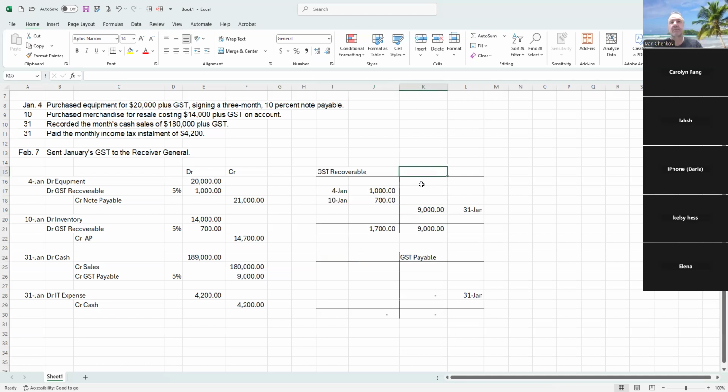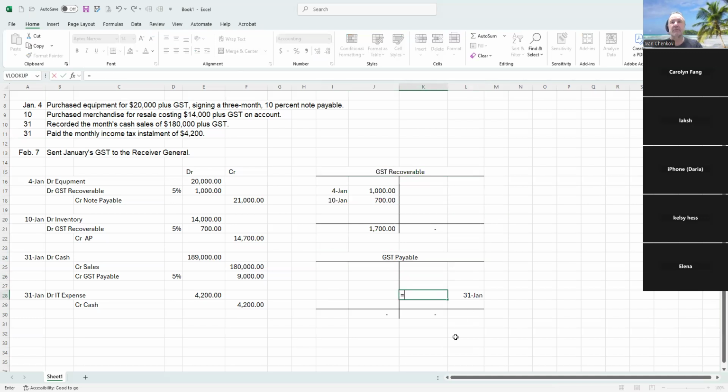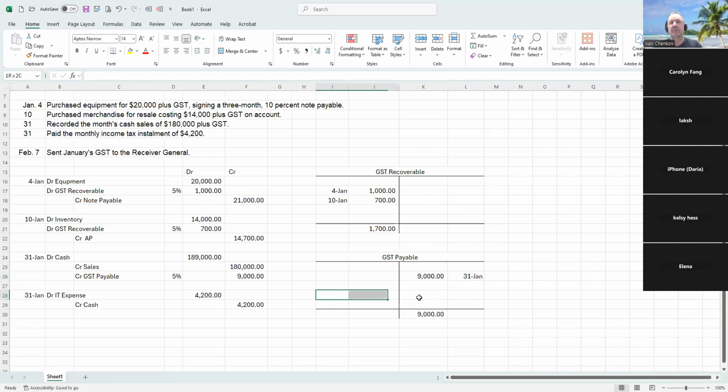I don't like combining them because at the end of the day, we have to close each account separately. Let's merge this one here and this one here, and here on January 31st we have that $9,000. So what's my objective? Can these accounts have a balance? What do you say? Can I keep those accounts with a balance?